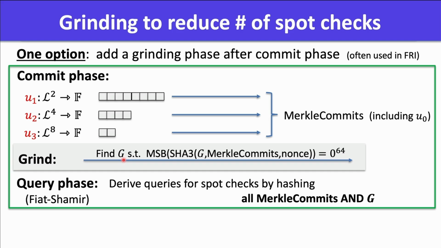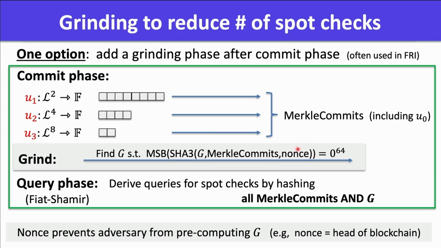But a dishonest prover would try to compute new Merkle commitments over and over again until it finds a set that gives it a favorable set of spot checks. If it did that, it would have to re-solve for g every time. So every attempt would take the prover 2 to the 64 times. That greatly reduces the number of attempts that the prover can do in order to find a fake proof.